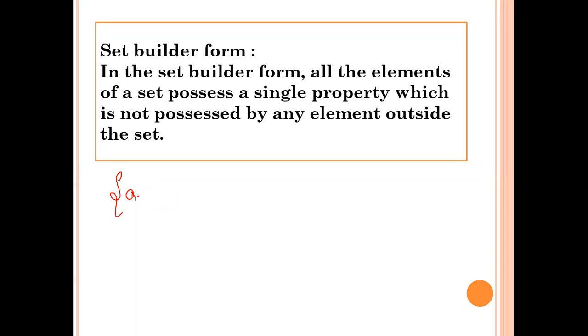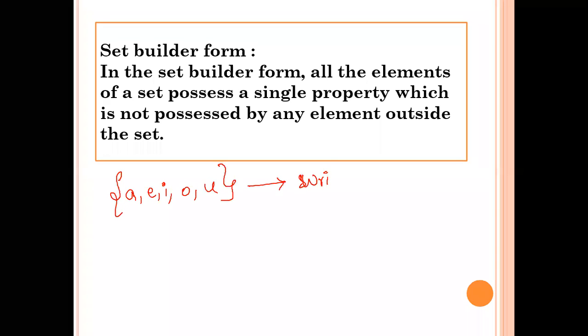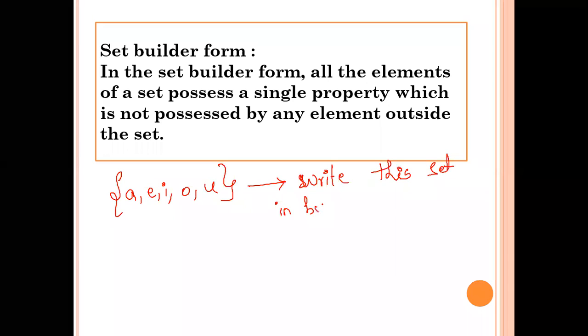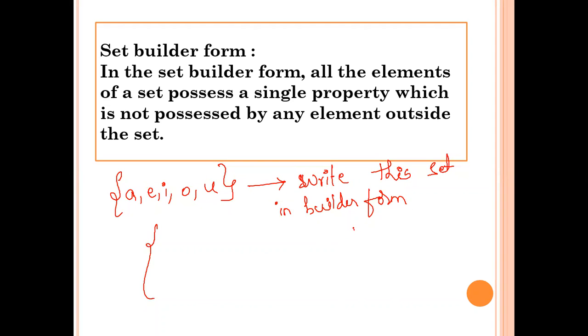If I give you a set A, E, I, O, U, and I say write this set in set builder form, what will you do? You have to write it in set form, which means you need a bracket. And then you'll write x, colon.